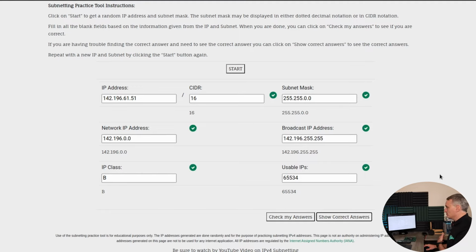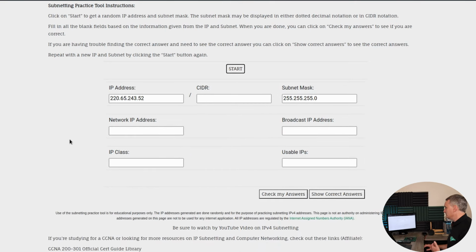So once we've gone through this, if we want to do it again, all we have to do is click the Start button again. It's going to clear everything out. This one has also given me a rather easy Class C on a /24 subnet mask. I'm going to click Start again. Let's see if we can get something a bit more challenging here.